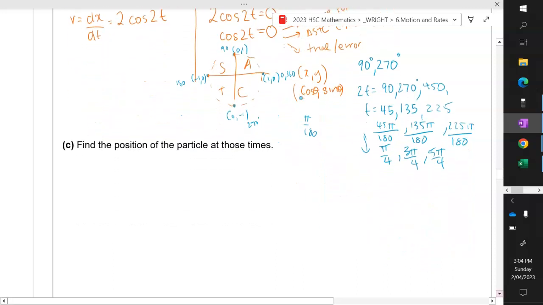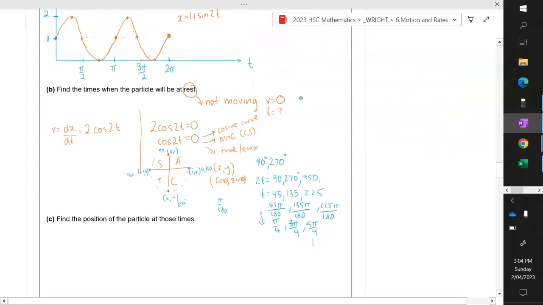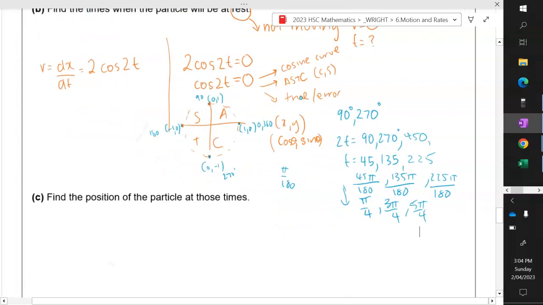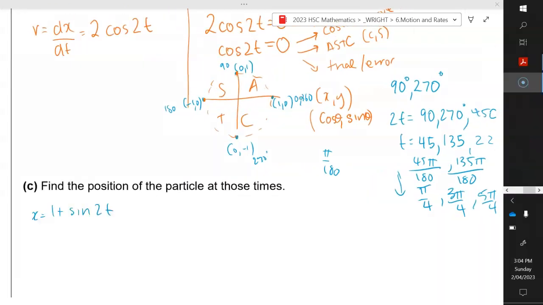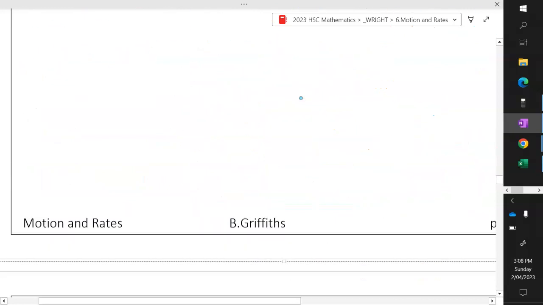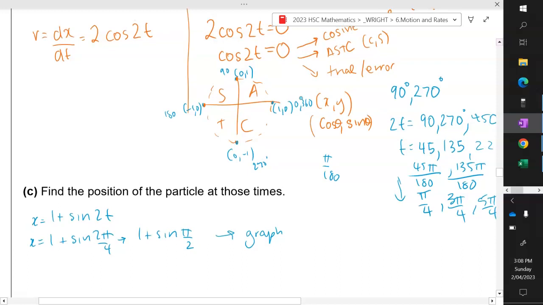Find the position of the particle at those times. We need to have a look at what our x value was. X is 1 plus sine of 2t. We need to pop those values that we've just found over here into our equation here to find what our corresponding values are. However, we've got the graph already drawn. So let's have a look at the first one. When we're looking at time is equal to pi on 4, I can pop that into my curve and get a value on my graph.